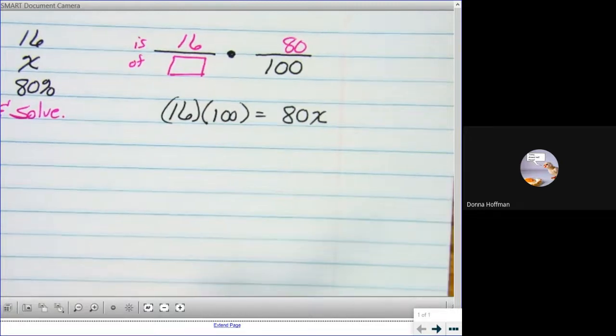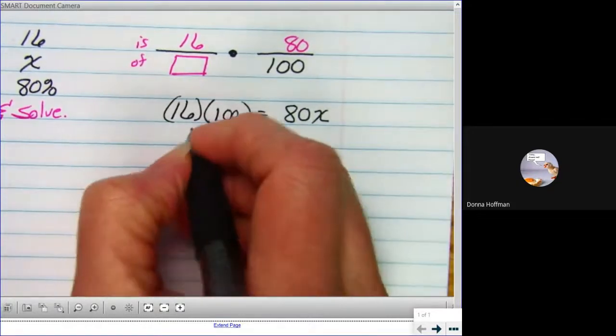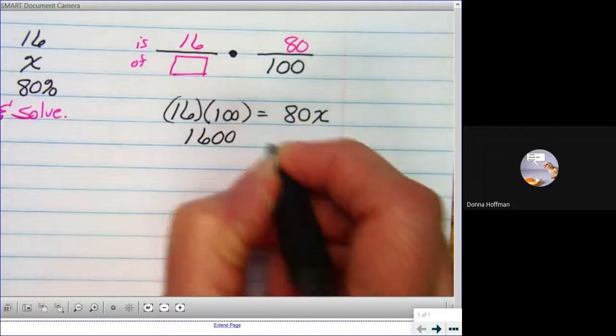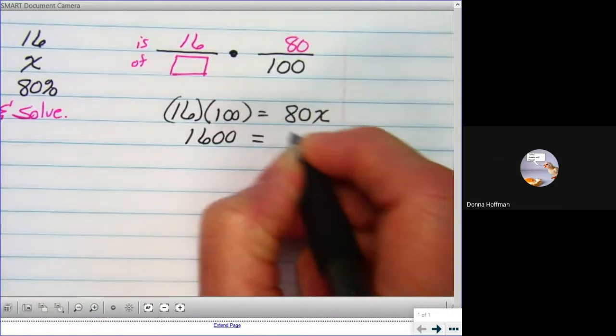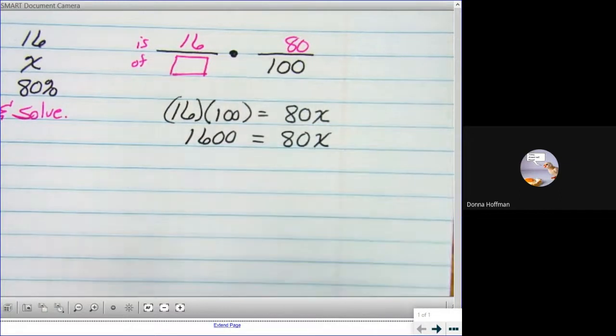So what is 16 times 100? 1,600. And then I didn't do anything with my 80x, so I just bring it down right now. And how do I get x by itself? Divide both sides by 80. Yep.